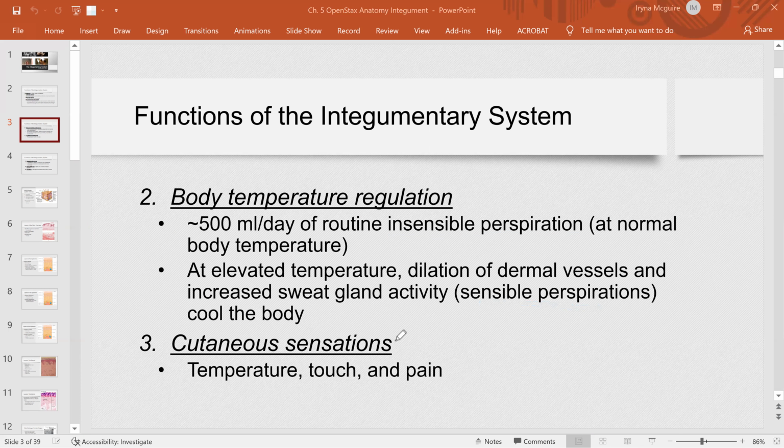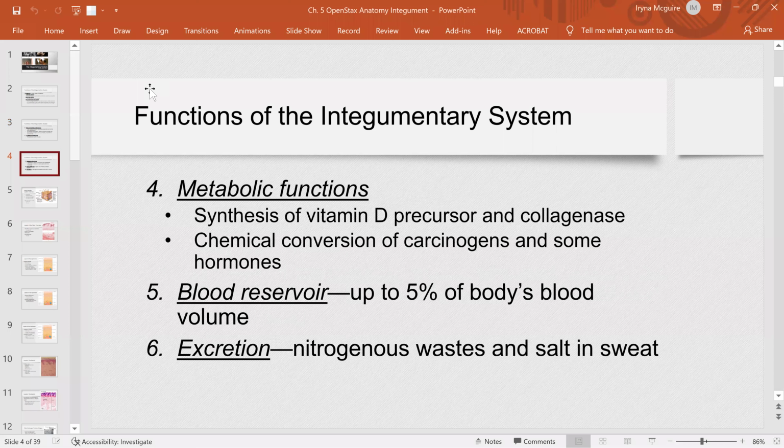Another function is cutaneous sensation. You have sensory receptors in your skin that allow you to feel temperature, touch, pain, right? And some other sensations like, say, vibration or pressure, right? Another function is metabolic, including synthesis of precursor of vitamin D and collagenase.